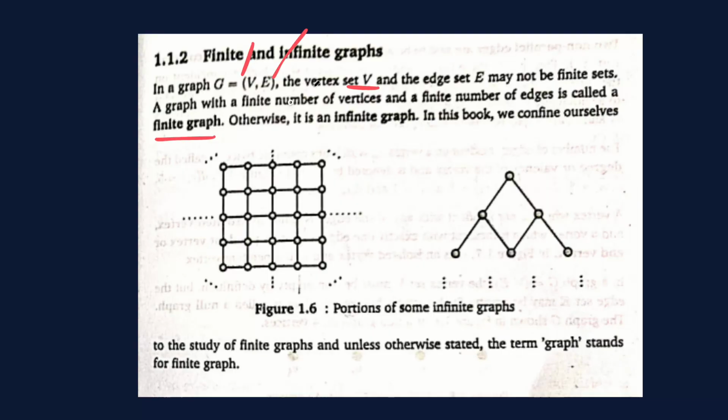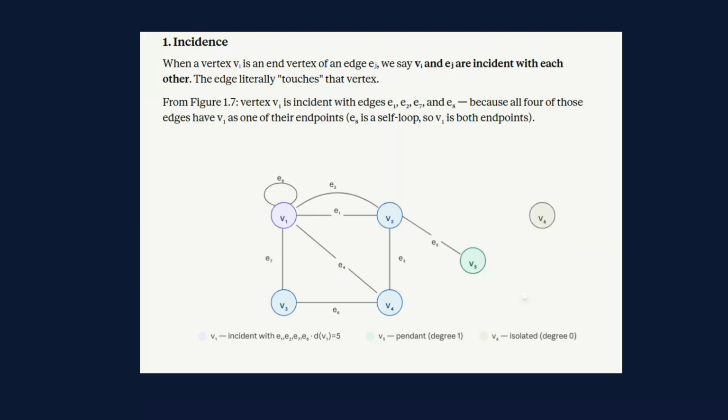But an infinite graph means we don't know how many edges and vertices there are; an infinite number of edges and vertices are possible. Like this graph, we don't know, it can go on extending like this. Such graphs are called infinite graphs. We are going to focus our study on finite graphs here, but we have to know that there are two kinds of graph, finite and infinite.